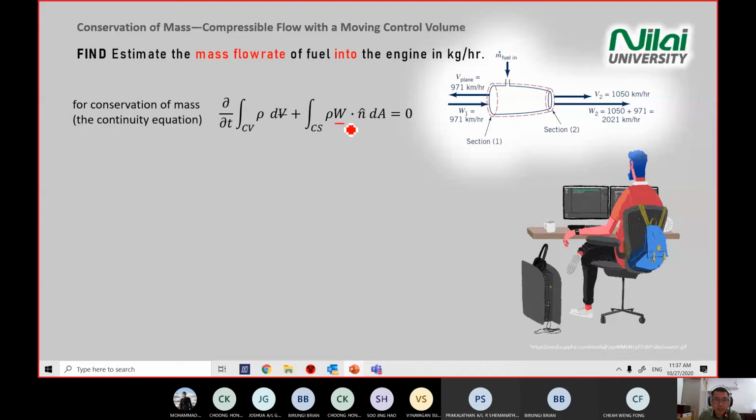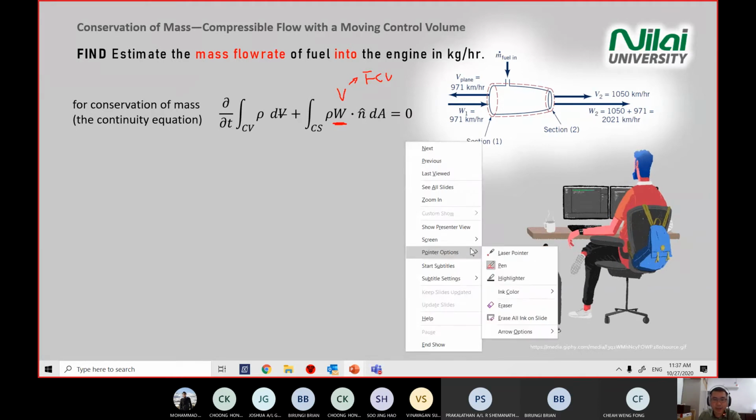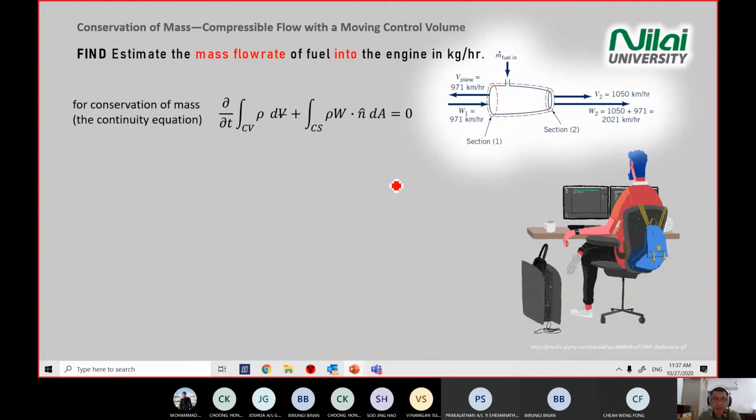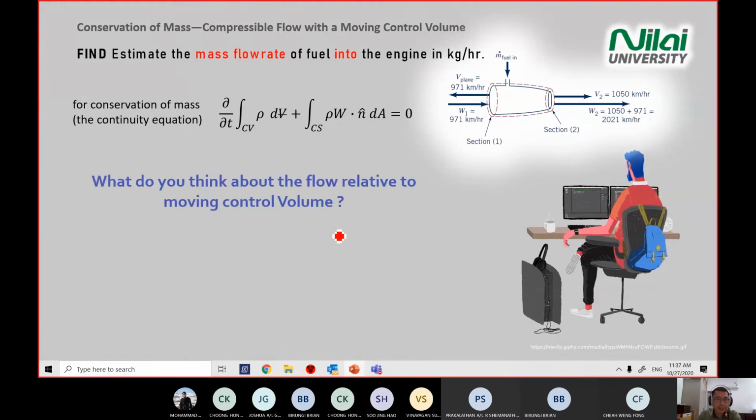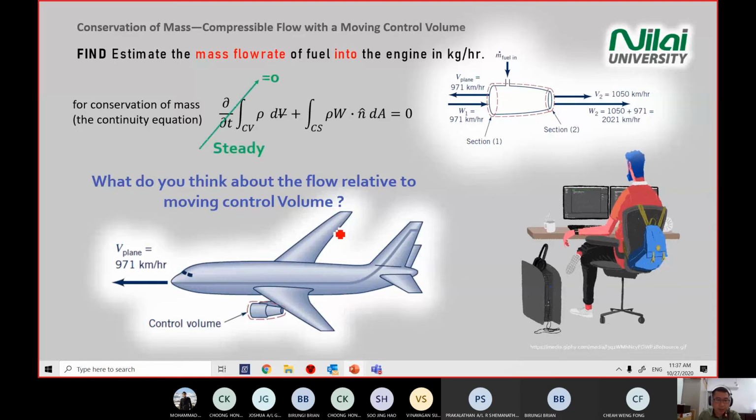Again, for the velocity vector, here we use W for a moving control volume. If you write V in the exam, it means you're referring to a fixed control volume, the FCV case. Be careful how you write your equation in your answer. Be careful.